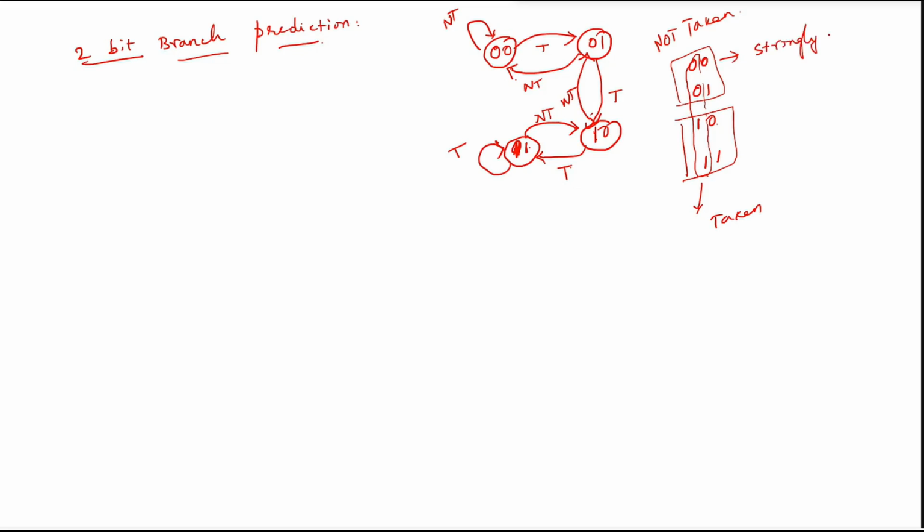The names are strongly not taken, weakly not taken, weakly taken, strongly taken. In the earlier case we had only 2 states, taken and not taken, but here we have 4 states. We just remember that if it is in 1 0 or 1 1, it is going to be taken, and 0 0 or 0 1, it is going to be not taken. So we will take the same example.